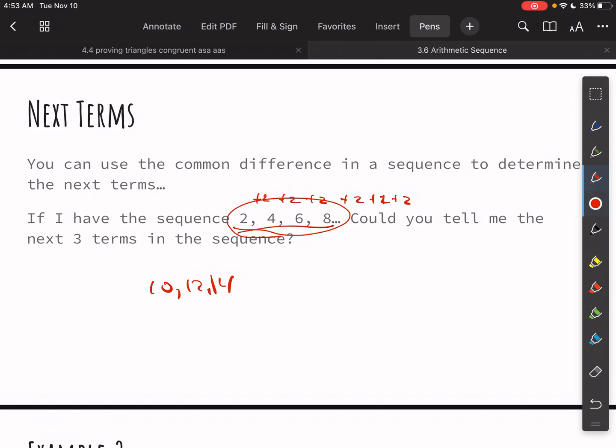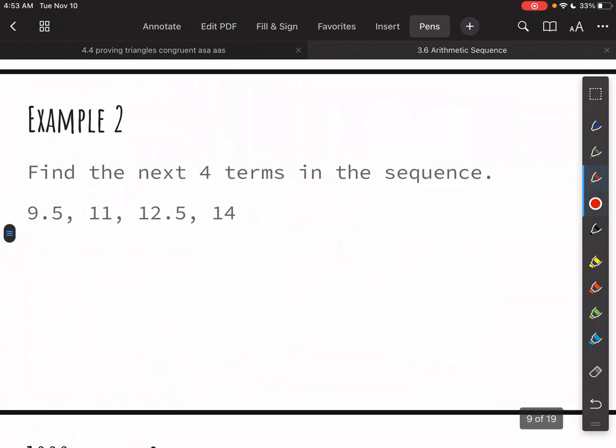Okay, so if I give you a D value and they give you a sequence, it's pretty simple to find the next few terms. Example 2 says find the next 4 terms in the sequence. So first of all, what you're going to need to do is find out what the pattern is. Okay, so the easiest way to do this is subtract. If you subtract 9.5 from 11, you're going to see that that comes out to 1.5. Okay, let's make sure it's the same throughout here, and it appears to be. So we're going to go up by 1.5.